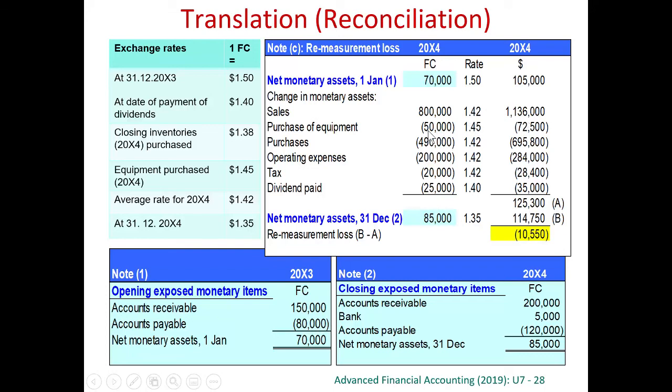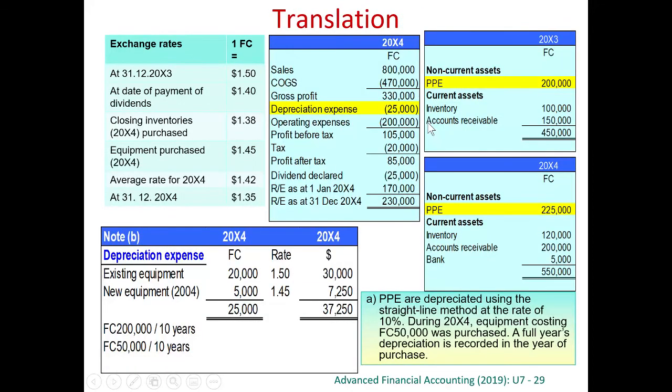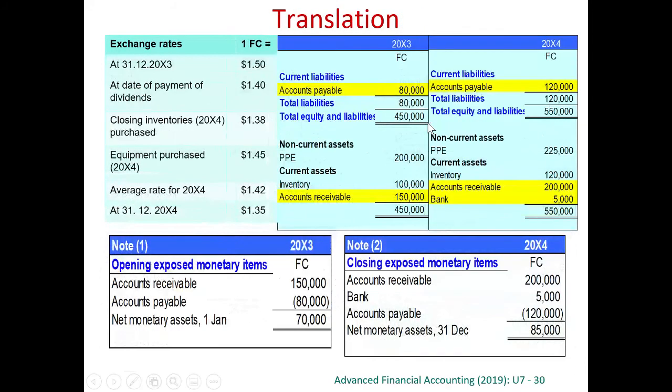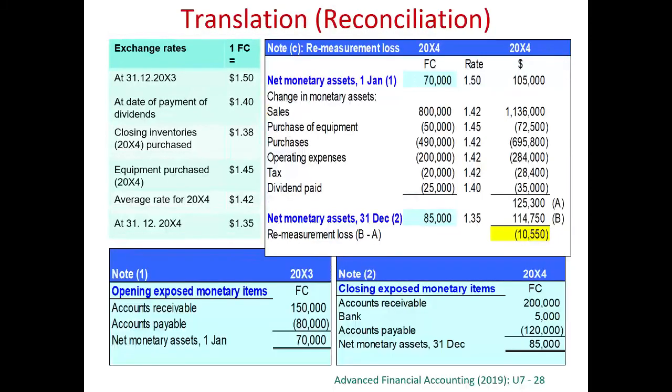We have purchased something. We purchase the equipment. When we purchase equipment, of course, you debit equipment, but we don't care about the debit to the equipment. We care about the credit. So when we credit, you credit payable or you credit cash. No matter you credit cash or you credit payable, monetary assets reduce. So for the purchase of the equipment, the relevant exchange rate is 1.45.